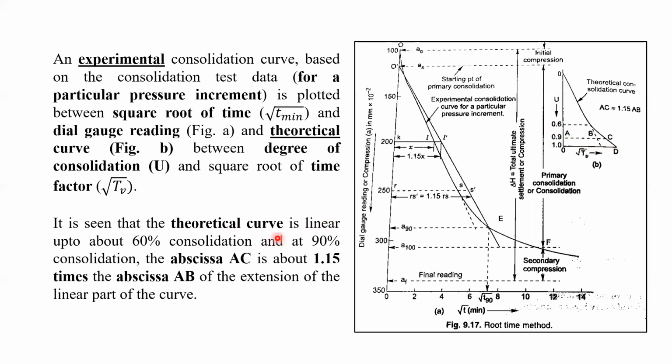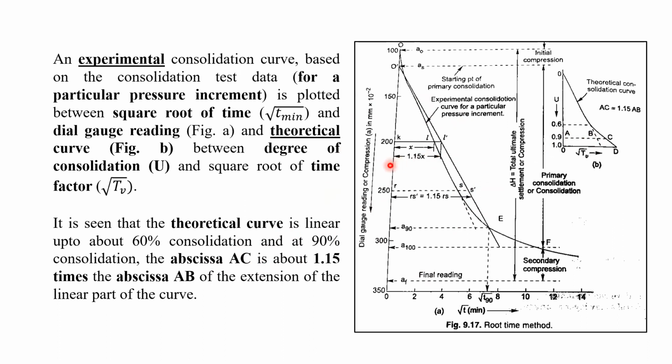And this is the square root of time factor. So what he says is that up to 60%, it is in the form of a straight line, and at 90% consolidation, the abscissa AC, this horizontal line, is 1.15 times AB. So AC is equal to 1.15 AB, right?